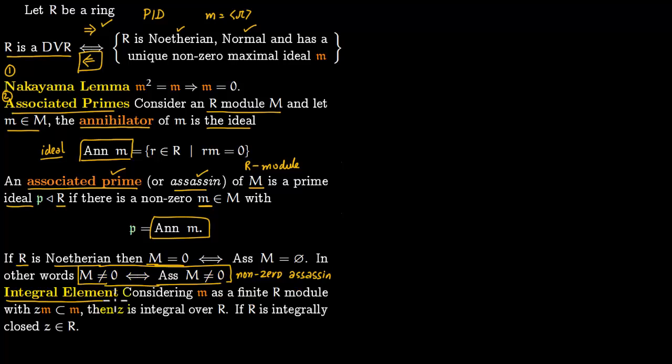And finally we talk about integral elements. So consider this ideal M. So M is an ideal, so you consider it as a finite R module with some z lying within M. Then z is integral over R. So this is another fact about integral elements. So put it as fact number 3. So then z is integral over R. So this is the fact. Now if R is integrally closed, and in our case R is integrally closed because it is normal, and normal means integrally closed, then that would mean that z lies in R.